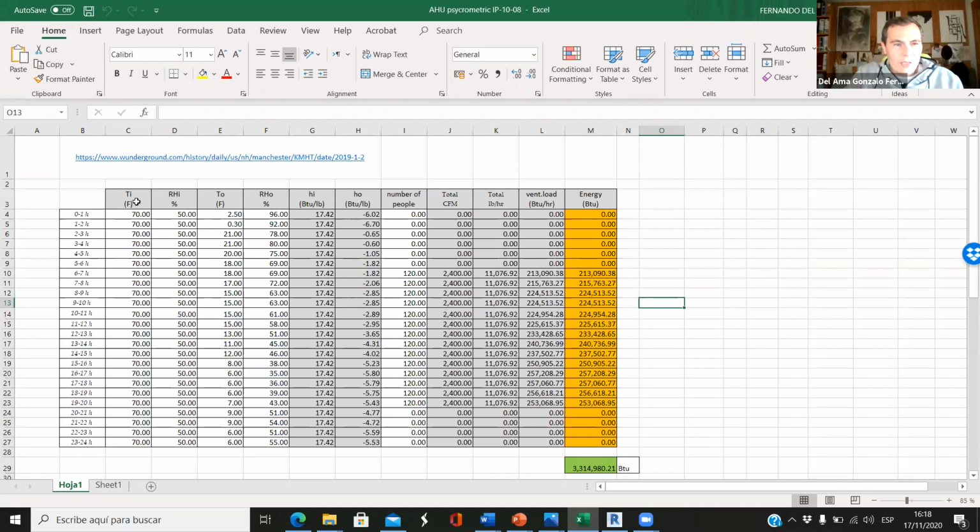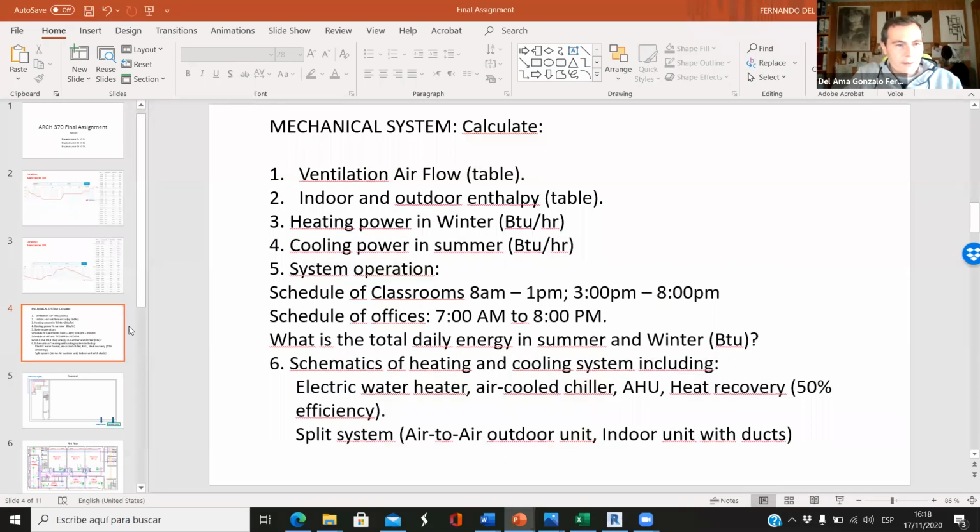You only have to change the indoor temperature, the outdoor temperature for winter and summer, and the number of people, that's important. By changing indoor and outdoor temperature, relative humidities, and the number of people, everything is calculated here. We will talk about this later. So this is the mechanical system, and this is what we have to do.